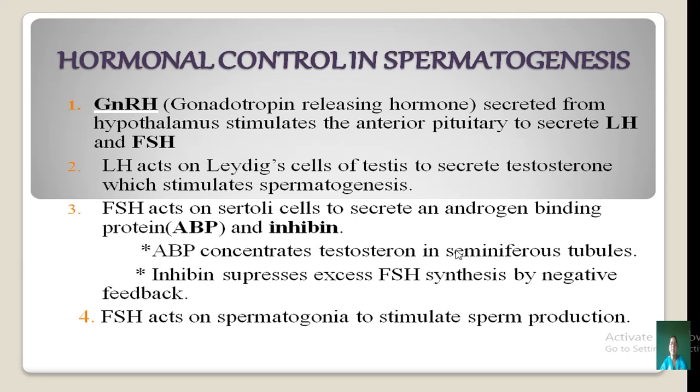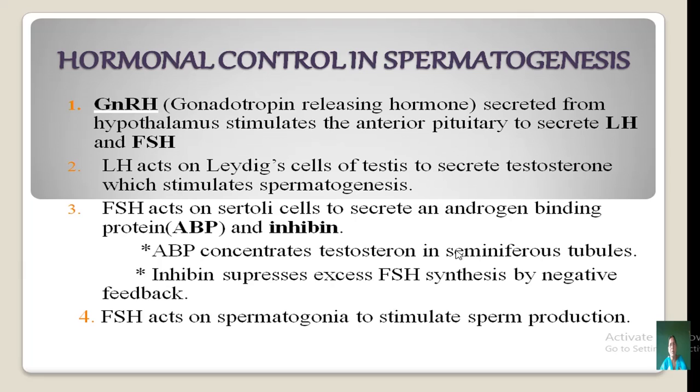Another hormone, known as inhibin, is also secreted from the Sertoli cells. It suppresses excess FSH synthesis by a negative feedback mechanism. What is the negative feedback mechanism? When the concentration of FSH increases, the inhibin stimulates the hypothalamus to secrete less GnRH. Then the anterior pituitary also secretes less LH and FSH. In this way, testosterone secretion decreases and FSH secretion decreases. This is known as negative feedback.